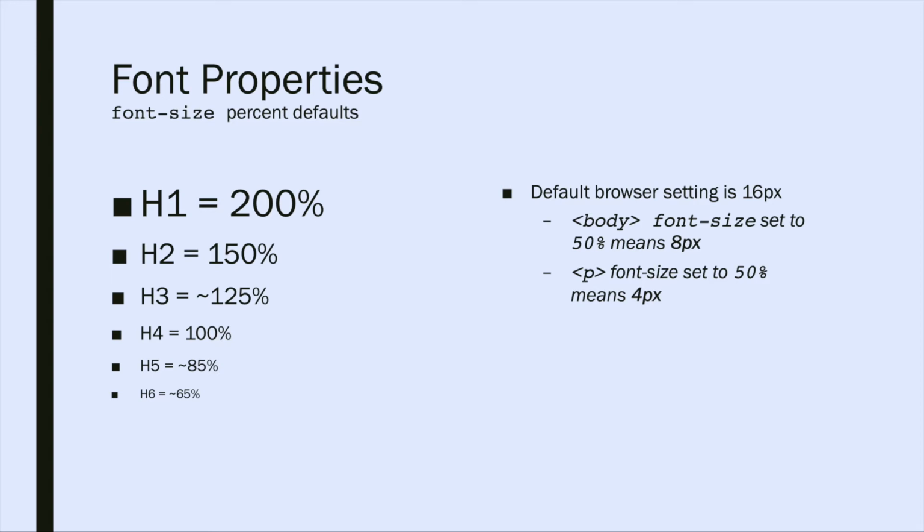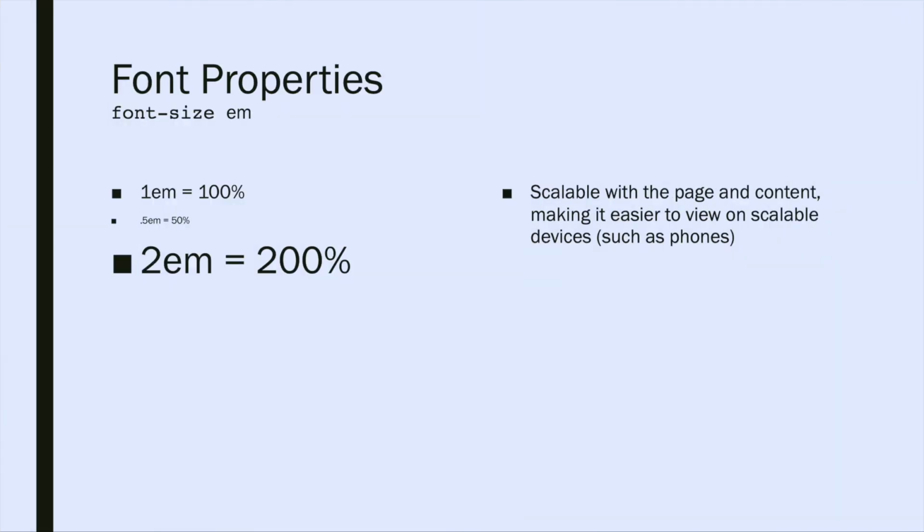So when you're dealing with pixels, you may not have the best representation when it comes to scaling down and scaling up your percentages. When you're dealing with EM, that basically means the value that the font is being scaled at based on how the content is viewed. For example, you have 1 EM, which is roughly the same as 100%. 0.5 EM is roughly 50%, and 2 EM is 200%. This is scalable with the page and the content, making it easier to view on scalable devices such as phones.